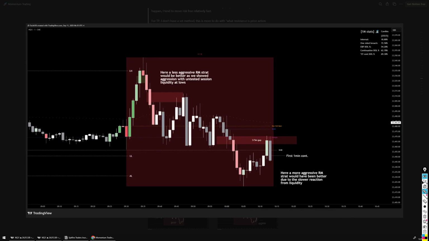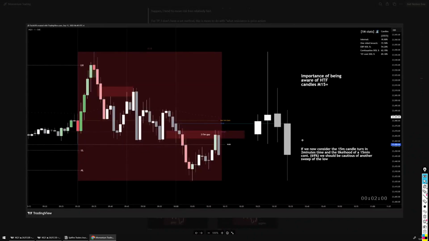Next, if we now consider time of day, we're going to pull back to time of day. What is happening in the next 2 minutes? Well, there's going to be a new 15-minute candle in the next 2 minutes, and the likelihood of a 15-minute continuation is around 69%. Is it a good idea to be trading a continuation candle from a sloppy reaction? Probably not, right?